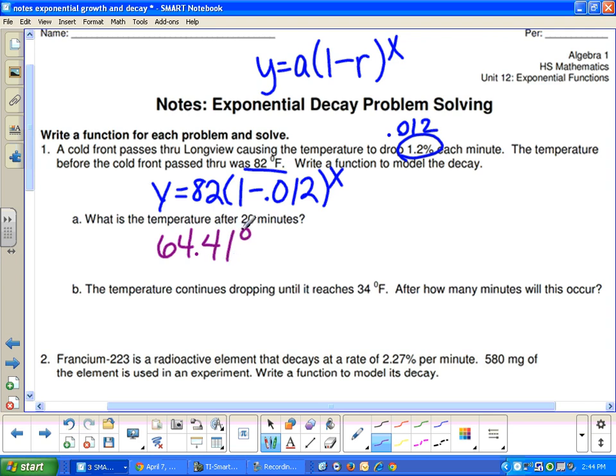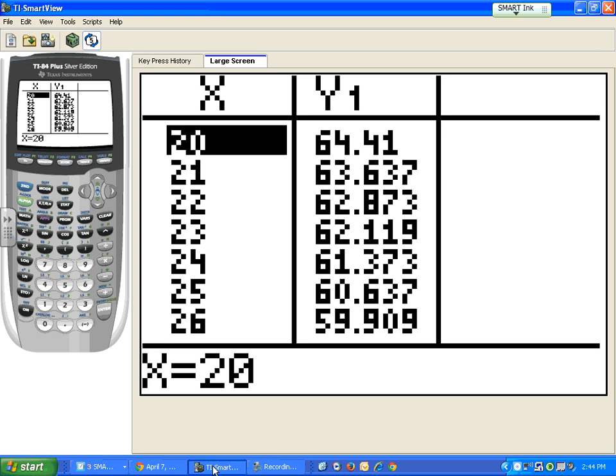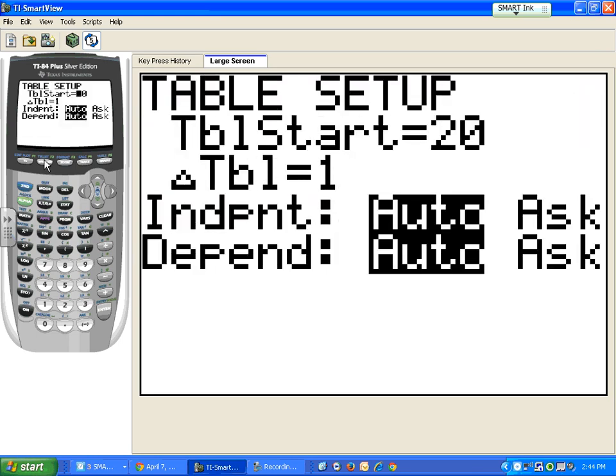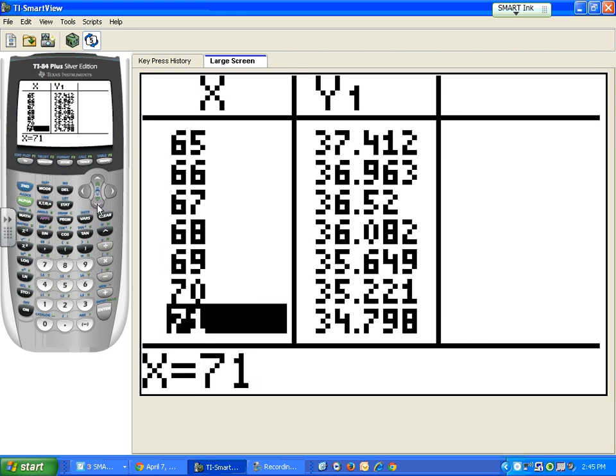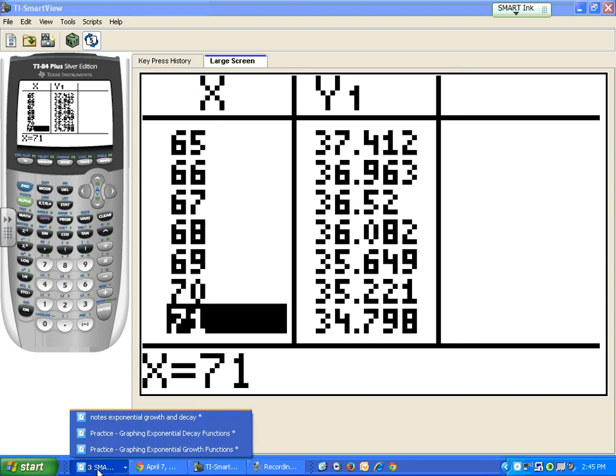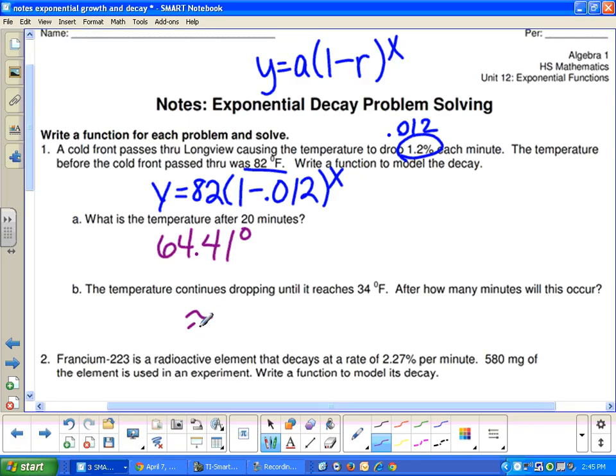The temperature continues to drop until it's 34 degrees. After how many minutes will this occur? Looking for 34 degrees. I'm going to skip a little bit because it's pretty far down. So if we go to 65 minutes, a little over an hour, we're getting down to 37. We can continue. See at 71, it drops to 34, so it's about 71 minutes. You can put that in hours, but this particular question asked for minutes.